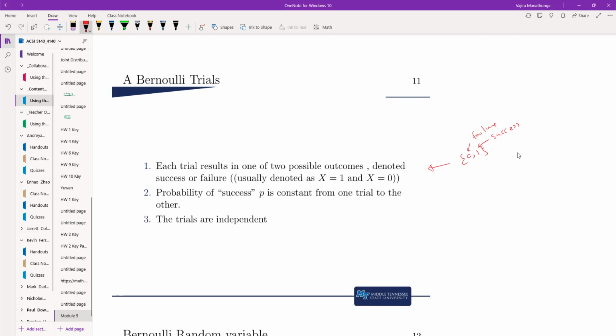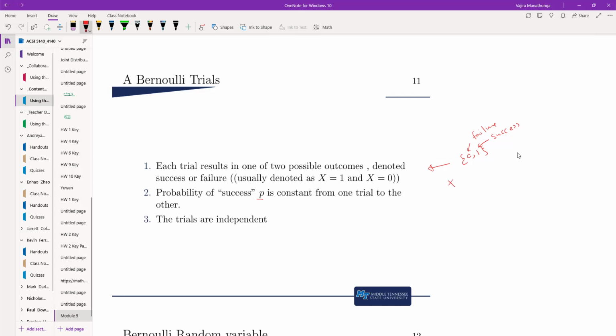Now, Bernoulli trials you will see in real life a lot. For example, if you take an exam, the possible outcomes are either pass or fail. If you toss a coin, the possible outcomes are either head or tail. If you do a clinical trial, either it's a success or failure. So a Bernoulli random variable can be seen in real life many times. Now we denote the probability of success as p, and the failure as q or 1 minus p.